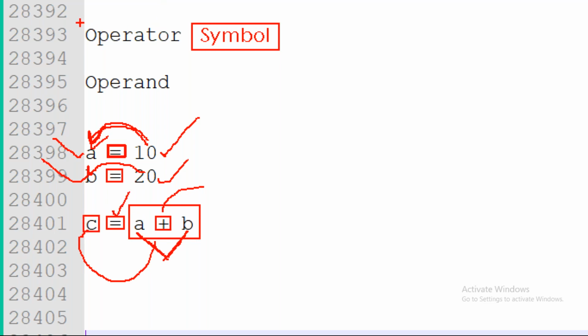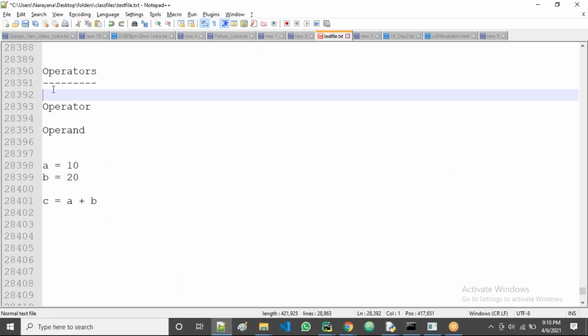So finally an operator is a symbol which performs some operation on the operands, guys. Which operation? Maybe addition operation, subtraction operation, assignment operation, multiplication operation, division operation. So all of you observe now. I'll take the definition here.